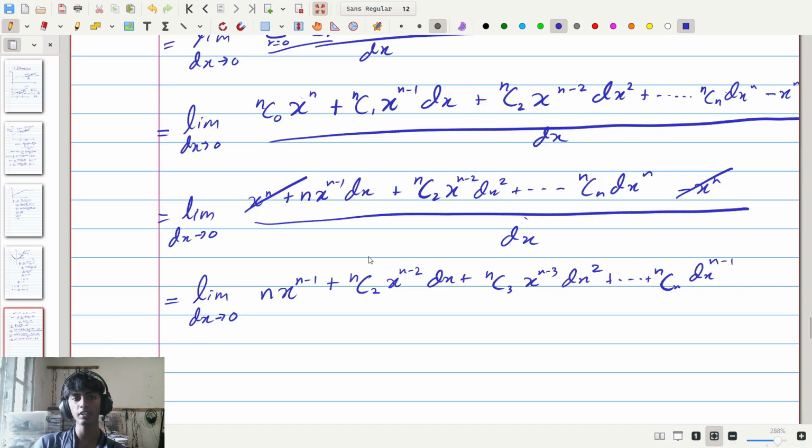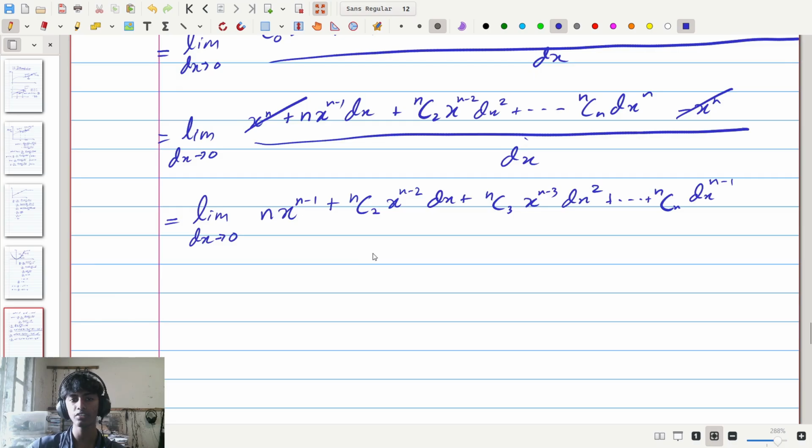Now this is the limit that we are interested in. We can see here the very first term is simply a constant. Relative to dx, as we change dx, nothing is going to happen to this term n x to the n minus 1, because n x to the n minus 1 is independent of dx. So therefore the limit of a constant is that constant. We can take it out as n x to the n minus 1.